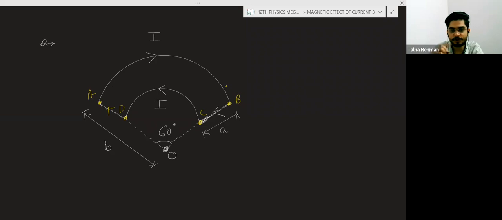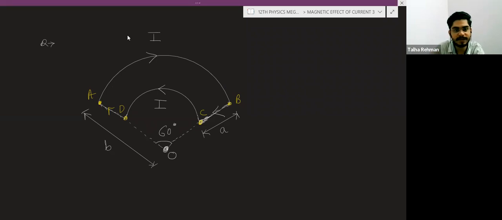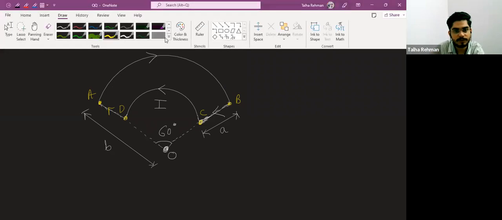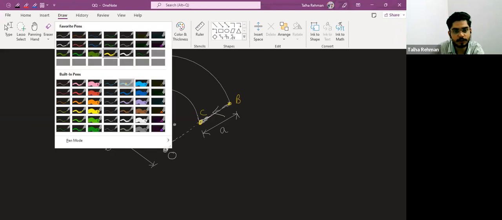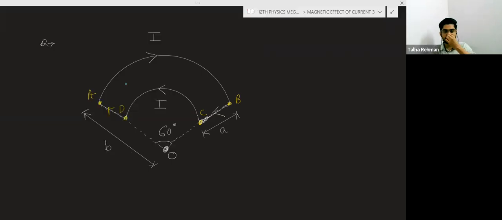So what you should do is divide this wire into 4 parts, for reducing the complexity of the question. For simplification, I am dividing AB as the first wire, BC as the second wire, CD as the third wire, and AD as the fourth wire. Hamza, till here everything is clear?